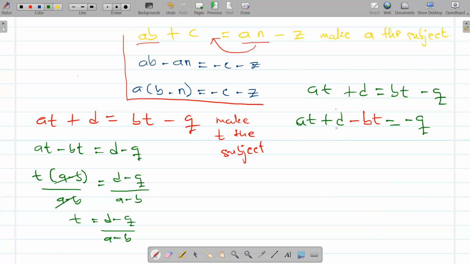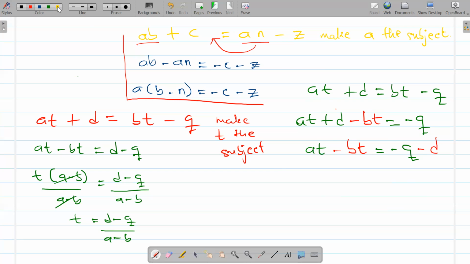So now I have AT, I have minus BT, but I'll need to move this D to the other side of the equation, right? So I'll still have my AT. This BT came, right? So it is still minus BT, is equal to minus what? Q. So now this D, we are moving to the other side. If you move it to the other side, it becomes what? Negative. Minus D.